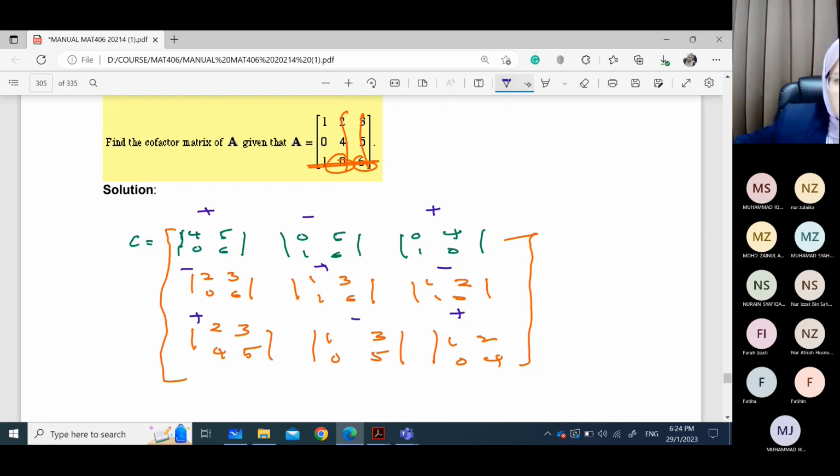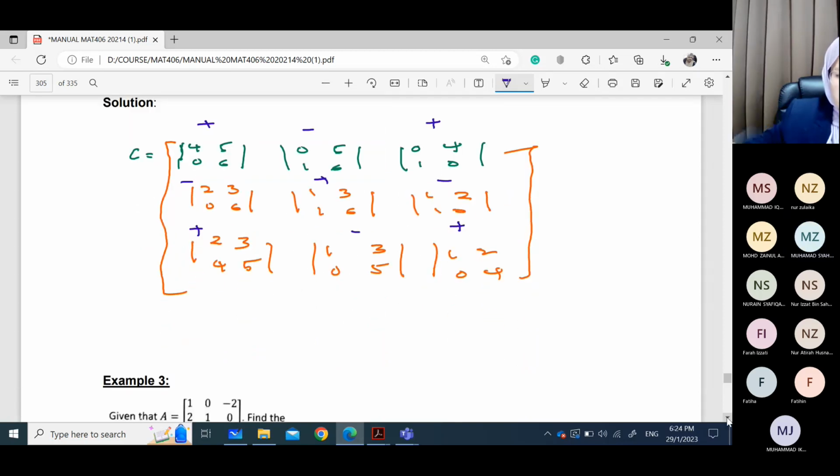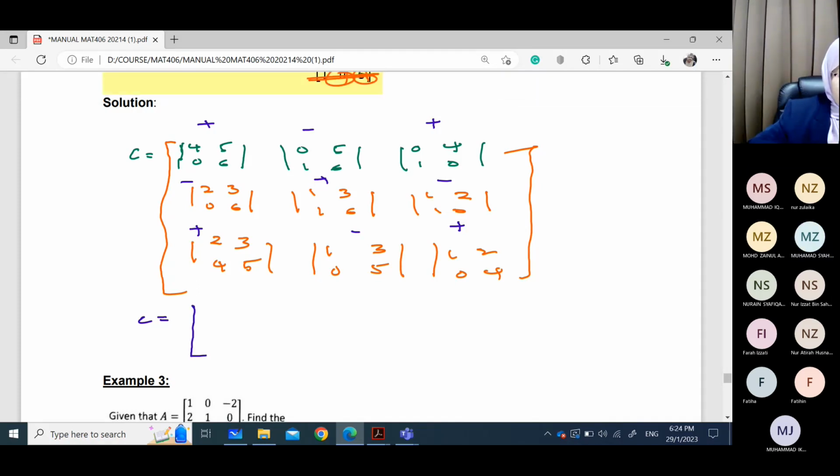Okay, berapa? C? Okay. 4 times 6, 24. 5 times 0 is 0. So this one 0 times 6, 0 minus 5. So minus 5, kat sini ada minus, dia akan jadi positive 5. Double check. So 0 times 0, 0. 4 times 1 is 4. So sign dia adalah positive.